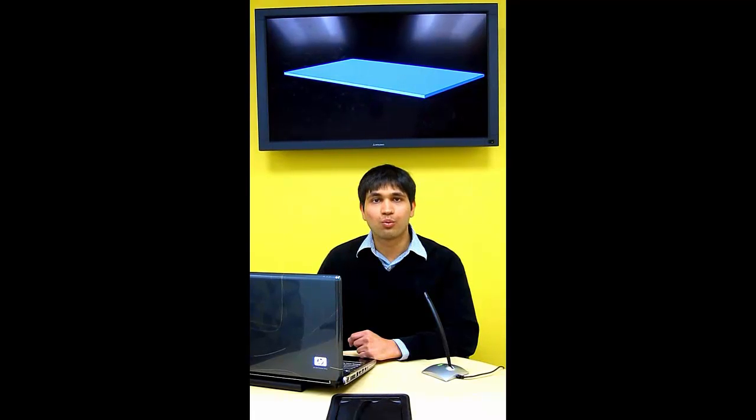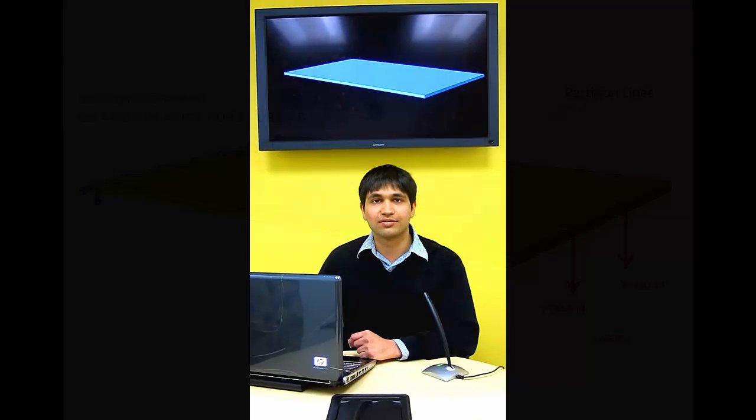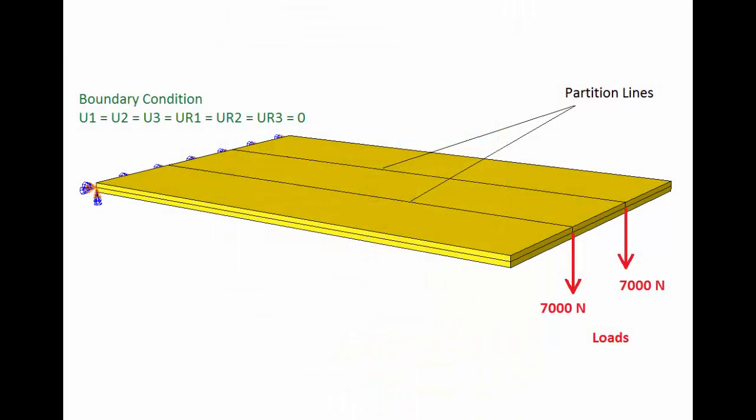This tutorial will walk you through an example of simulating loaded shell or plate structures in Abaqus. We will load a flat plate in a direction perpendicular to its planar surface so that it undergoes bending. One edge of the plate is fixed so that it cannot translate or rotate about any axis. Two concentrated forces of 7,000 newtons each are applied at two points on the opposite edge.